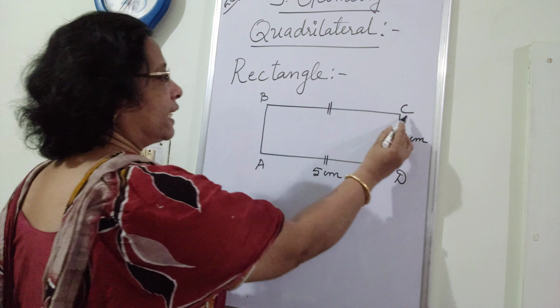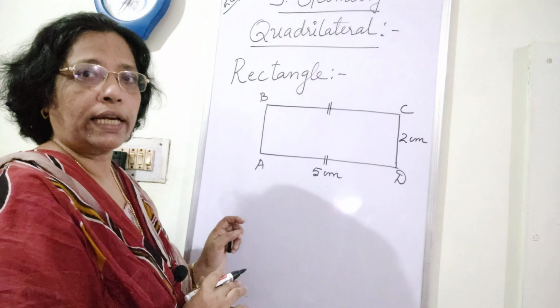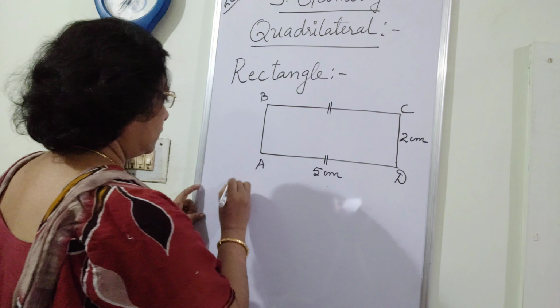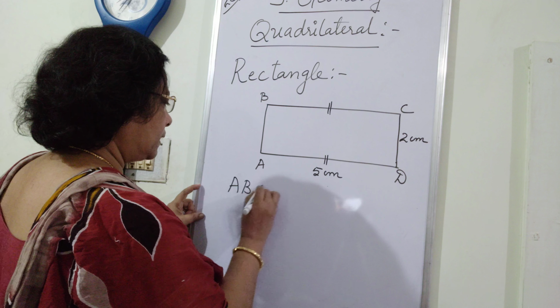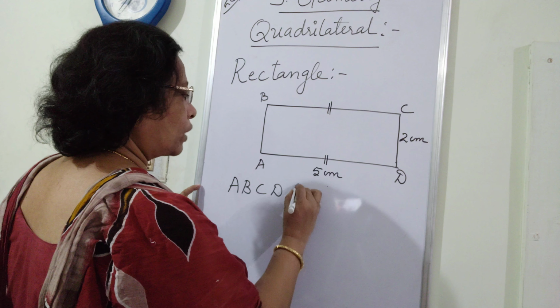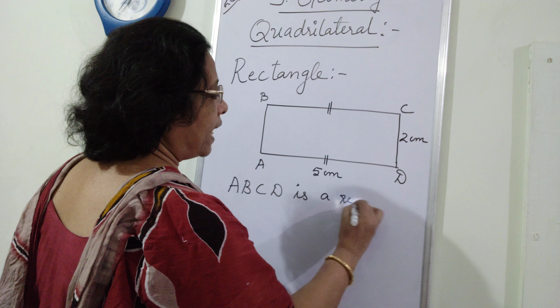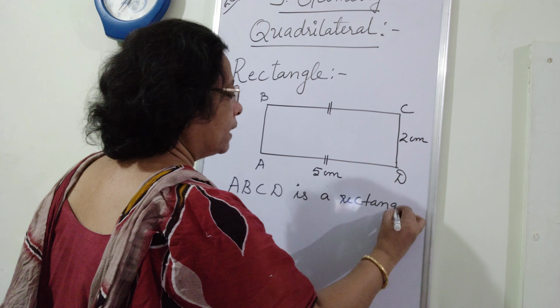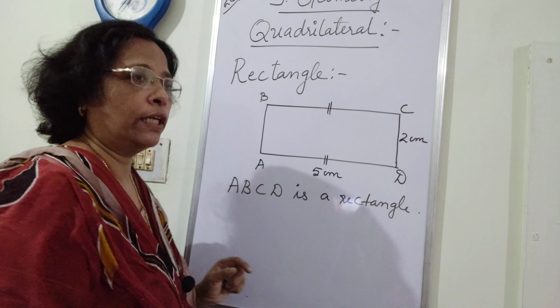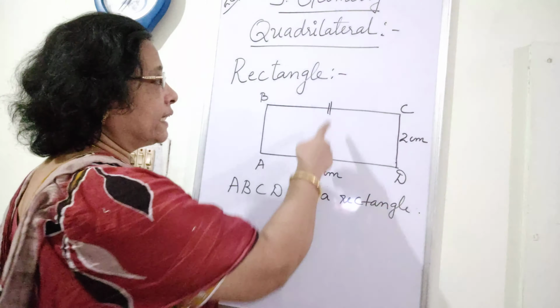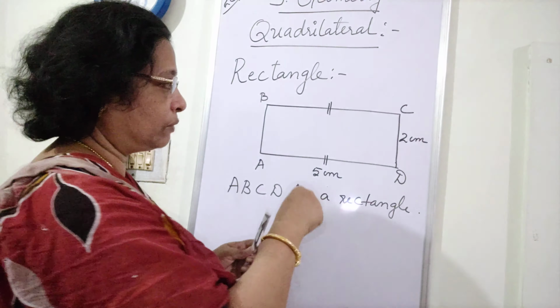ABCD is a quadrilateral. How to name it? ABCD. ABCD is a quadrilateral. So this special name is: ABCD is a rectangle. Rectangle means, you have already learned in 3rd standard also, that opposite sides are equal. I already told you just before.